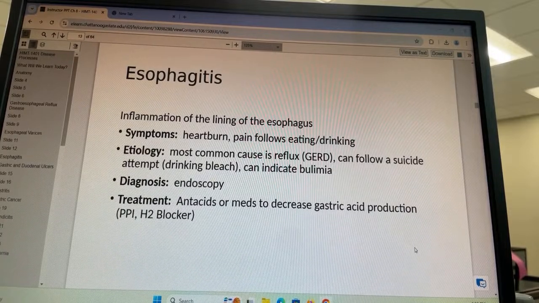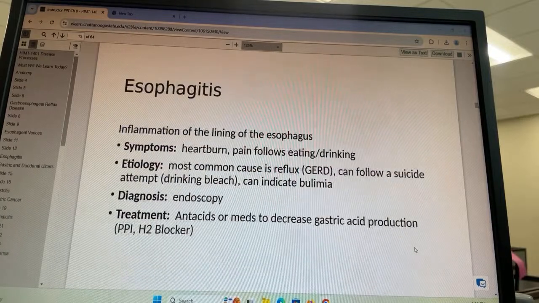Treatment, antacids are a good one. The antacids work by neutralizing the stomach acid so that when the reflux does come up, it doesn't burn the cells the way it would normally. And again, also PPIs and H2 blockers, which work by decreasing the amount of stomach acid that your stomach produces in the first place. Any questions on that one? No? Okay.